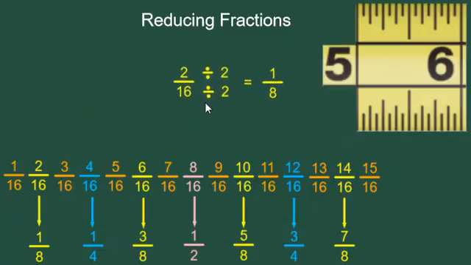2 sixteenths has a 2 and a 16 in the numerator and denominator. 2 and 16 have a greatest common factor of 2, so I divide both top and bottom by 2, and I get 1/8. 2 sixteenths equals 1/8 of an inch.